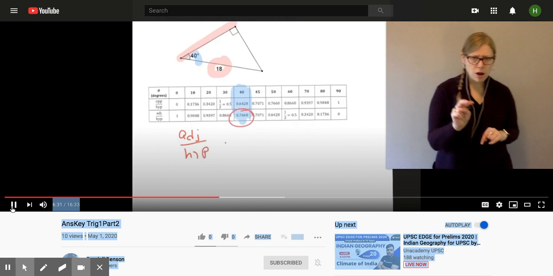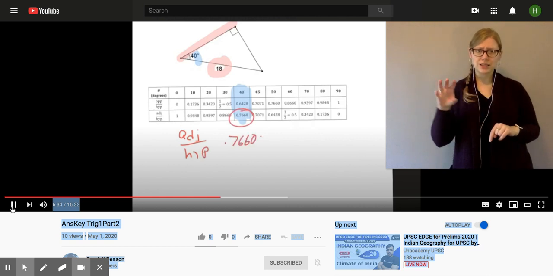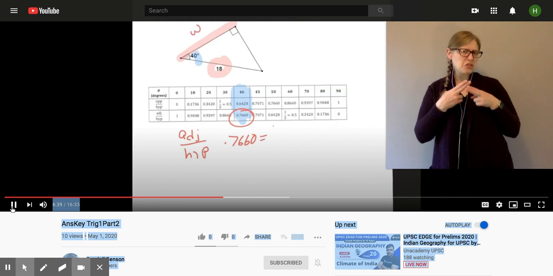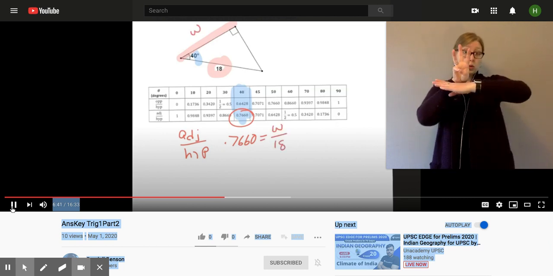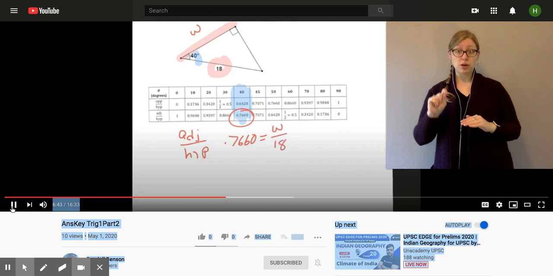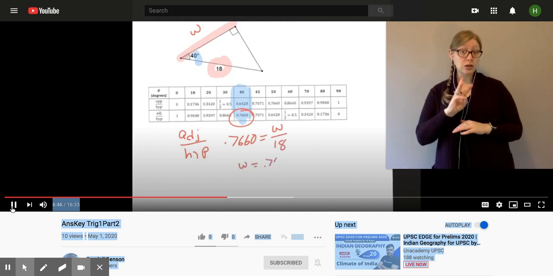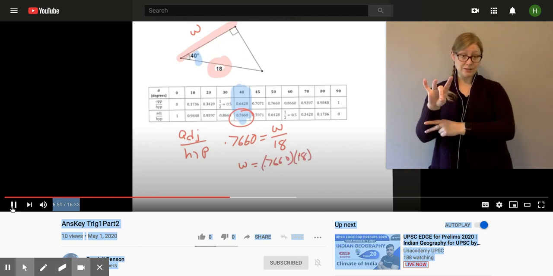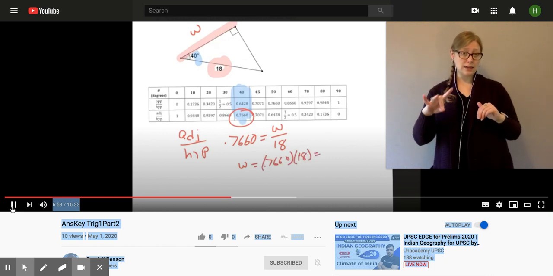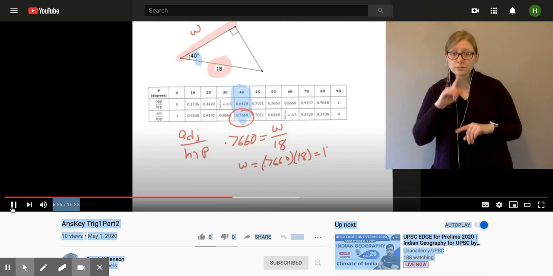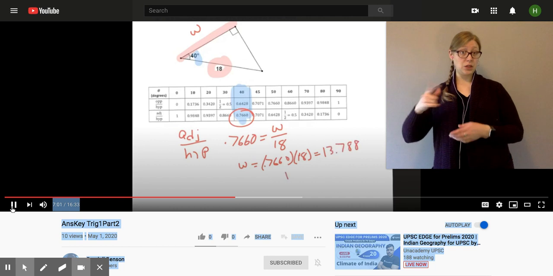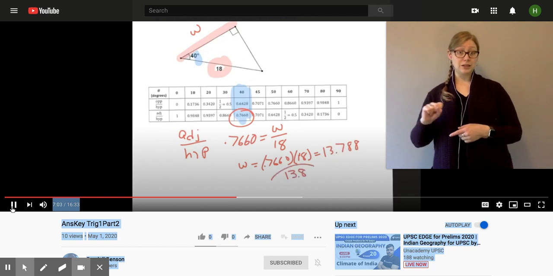That is 0.7660. And the adjacent side, we don't have a name for it. Let's call it W. So W over 18 is equal to 0.7660. So W is going to be 0.7660 times 18. So it's going to be smaller than 18 will be our answer. And that comes out to be 13.788. So since we're rounding to the nearest tenth, we're going to say that's 13.8 would be the adjacent leg.